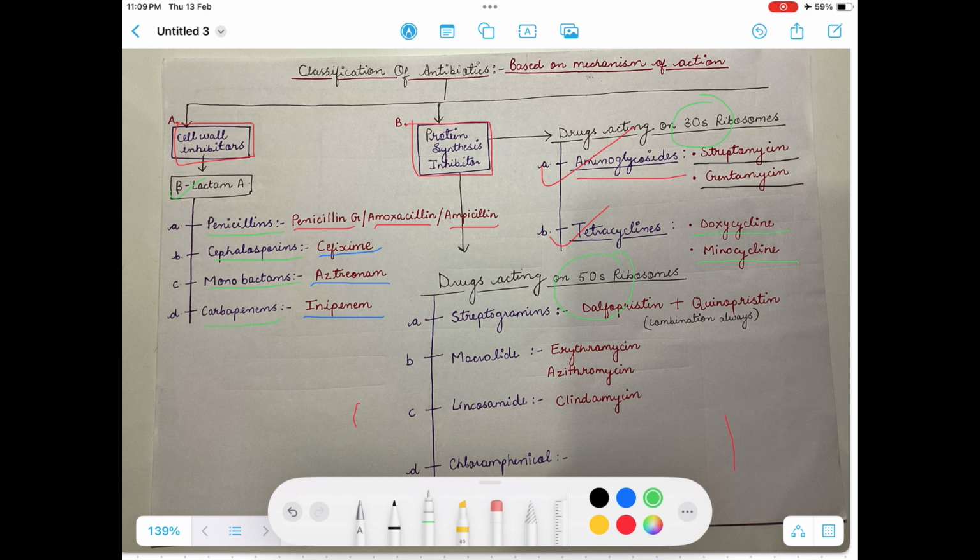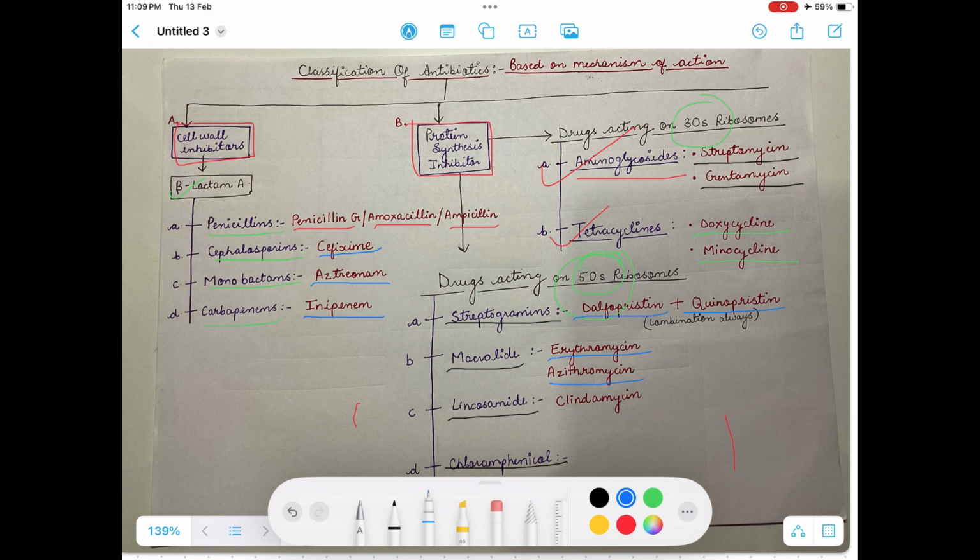Now these are the drugs that act on the 50S ribosome. Here we have streptogramins, macrolides, lincosamides, and chloramphenicol. Inside streptogramins we have the dalfopristin and quinupristin combination. Streptogramin is basically a combination of two drugs, dalfopristin and quinupristin. Now we have macrolides. Inside the macrolides we have erythromycin and azithromycin.